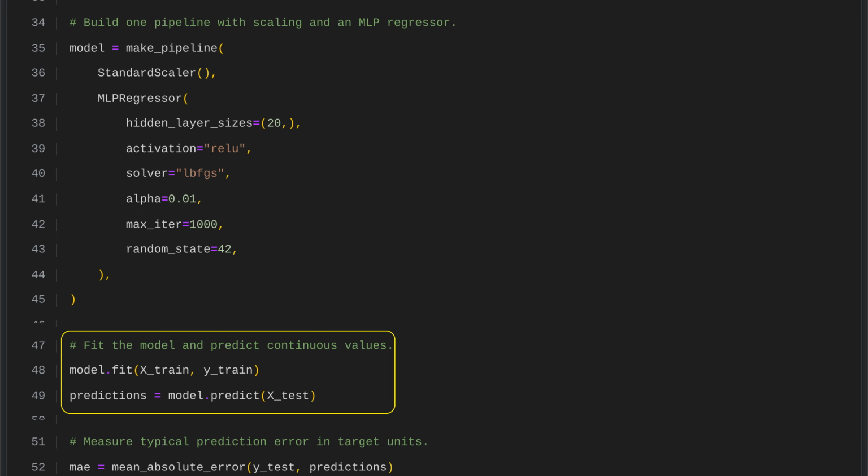The model is first trained on the training data by adjusting its internal parameters to reduce the gap between predicted and actual target values. After training, it makes continuous predictions on the test data, which helps evaluate how well it performs on unseen examples.